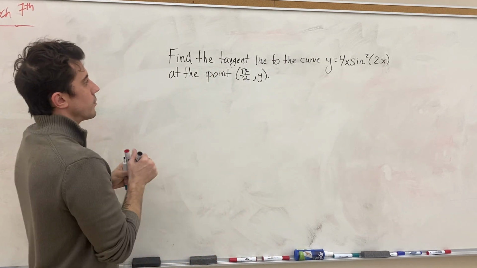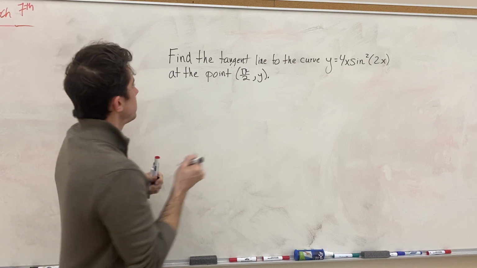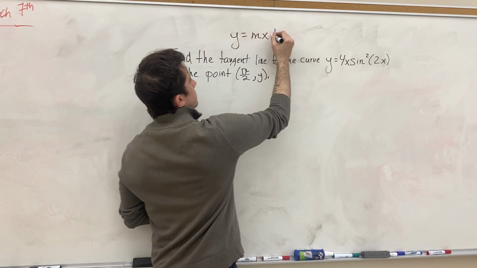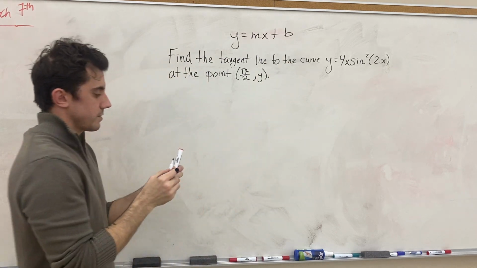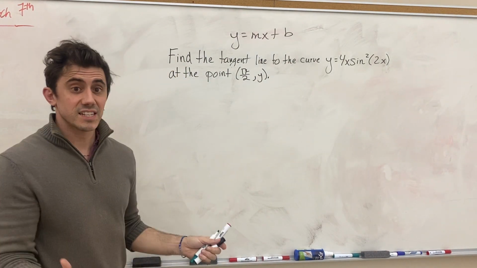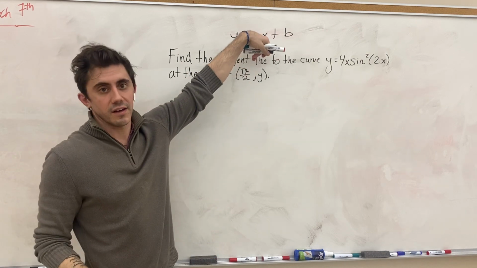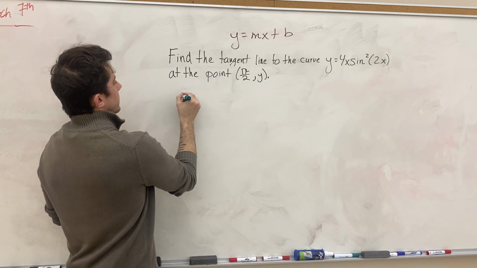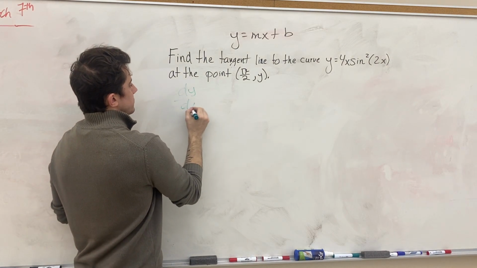So if we're looking for the equation of a tangent line, we know that any line has the form y is equal to mx plus b, right? Now, what the derivative, what dy dx, provides us with is the slope of that line, right? So let's start off by doing that. Let's find our dy dx.